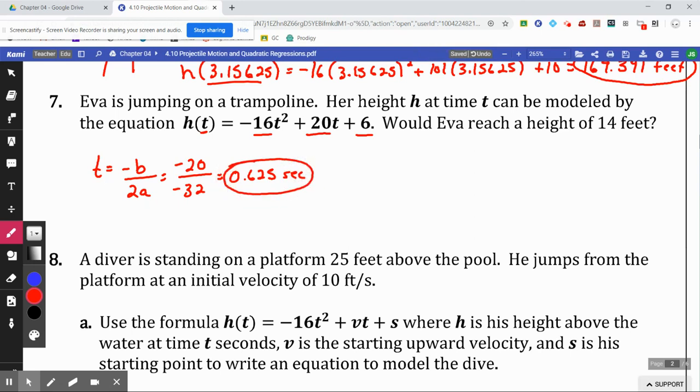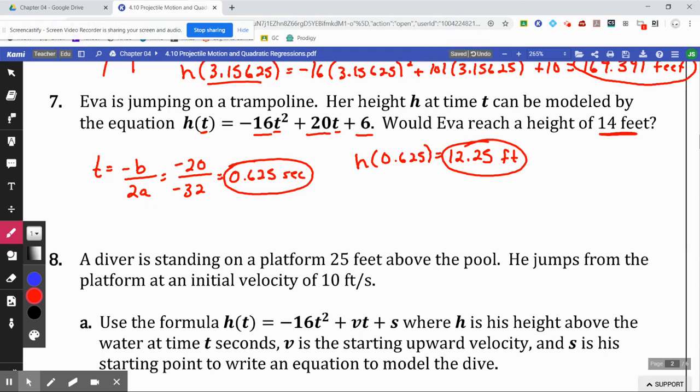So now to find out what that maximum height is, let's just simply find h of 0.625. We can plug that in, take all the t's, plug in the 0.625, and just type that straight into your calculator. And you get about 12.25. And that's in feet. So will she hit 14 feet? No, her maximum height is 12.25.